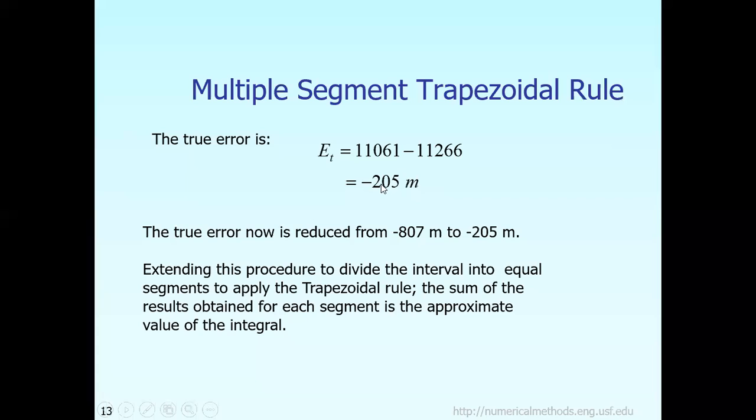the relative error is less. That is, the true error is minus 205 meter. Means the error can be minimized by dividing the interval into a number of steps. Then we can reduce the error and find the solution which is near to the actual solution by using the trapezoidal rule.